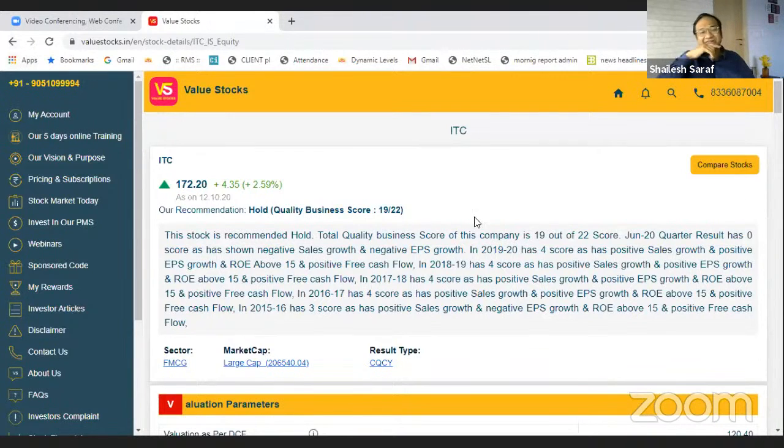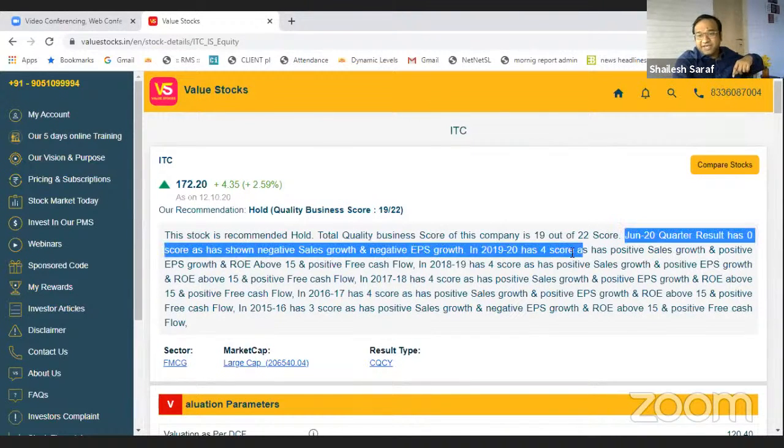So now something has changed. Good. Number one is, first, the quality is good. Now the question is why it is hold. If you see the current quarter result, the June quarter, it has a sales degrowth and there is an EPS degrowth. So when there is a sales degrowth and an EPS degrowth, we put that share into hold.